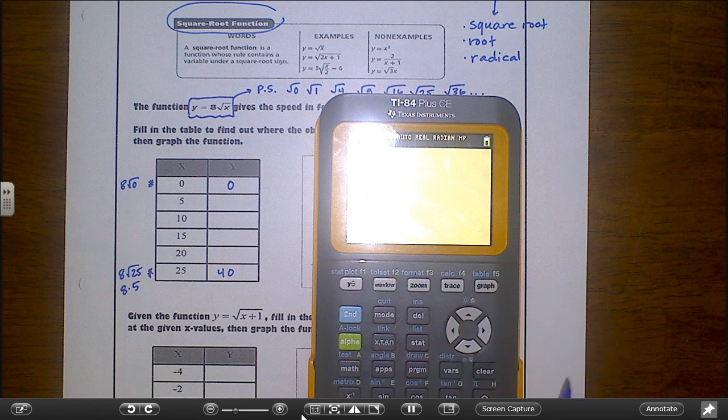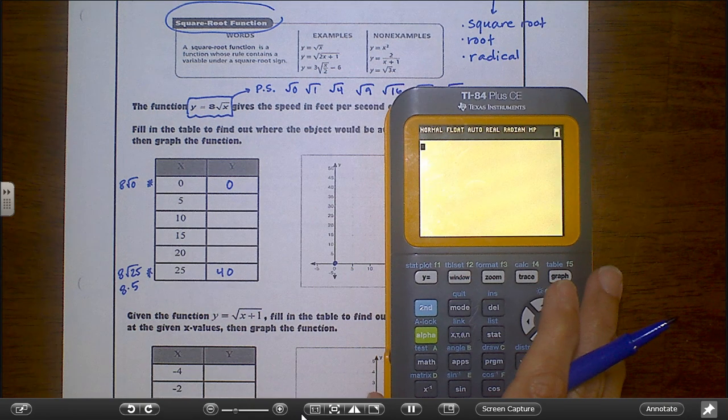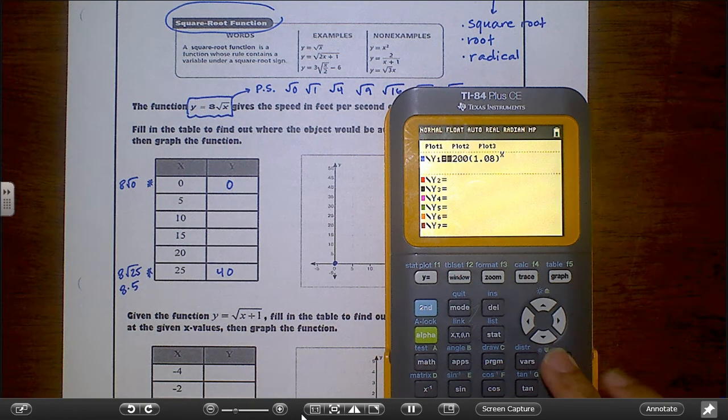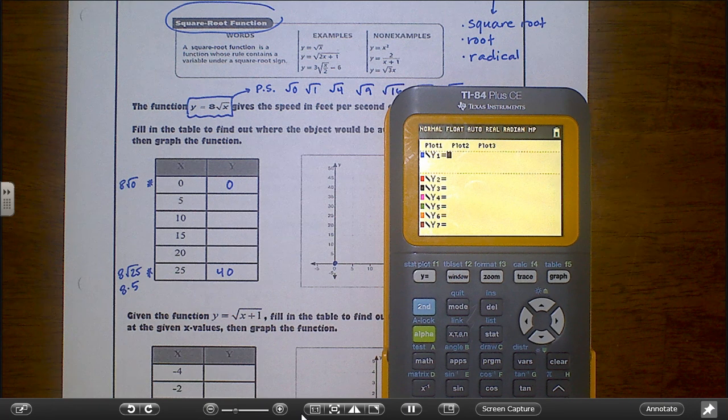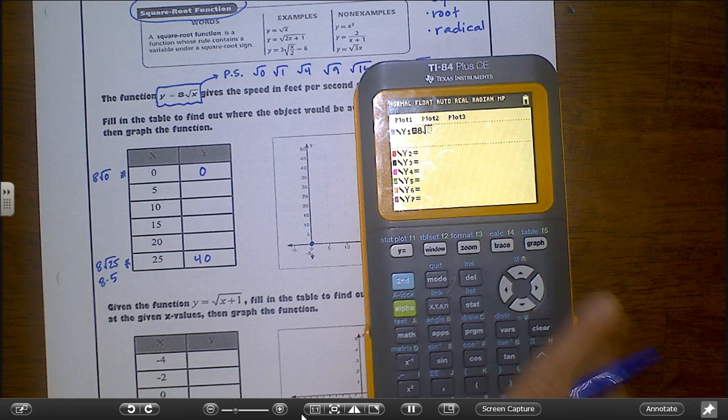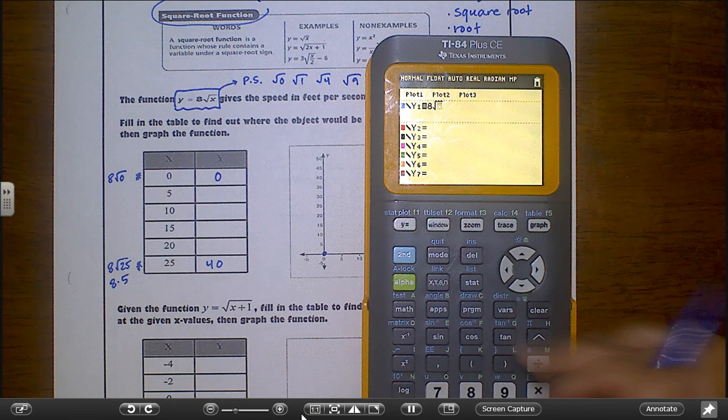So let's just go to our calculator, get out of the glare, and hit y equals, clear out anything that's already in there. And we're going to put this function in. So 8 times the square root of x. Remember, you hit second x squared to get that radical.